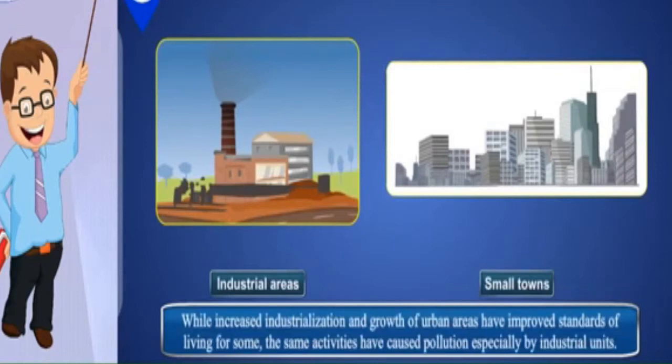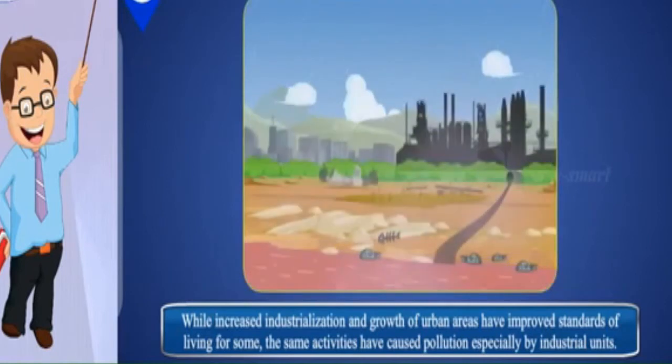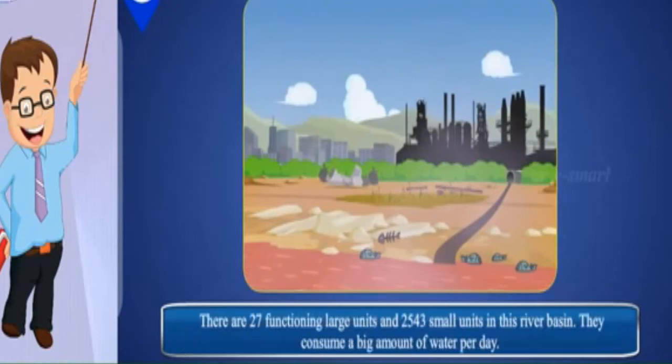While increased industrialization and growth of urban areas have improved standards of living of some, the same activities have caused pollution, especially by industrial units. There are 27 functioning large units and 2,543 small units in this river basin. They consume a big amount of water per day.